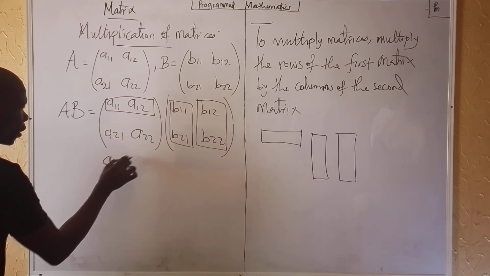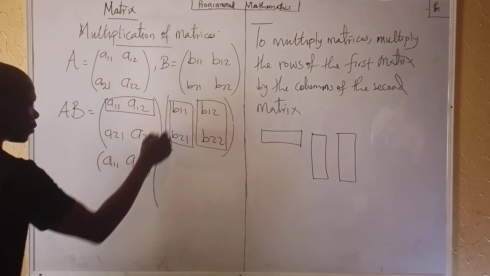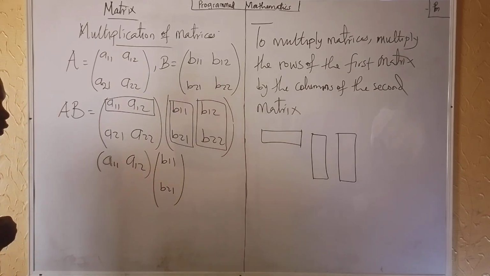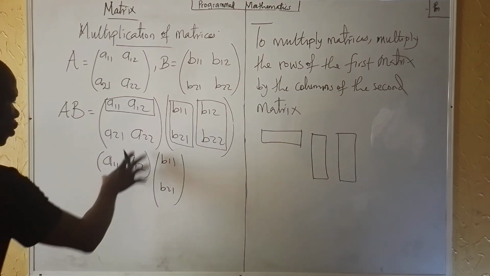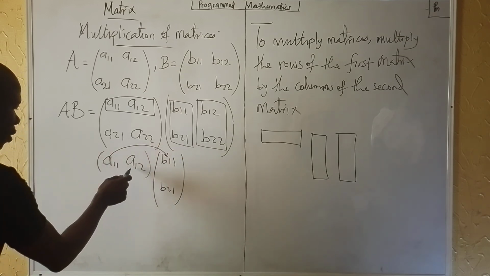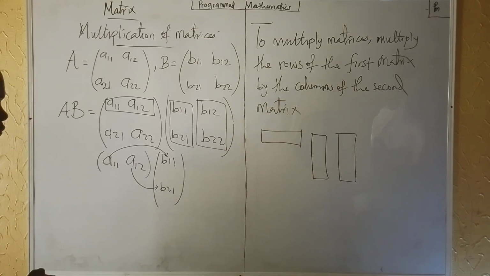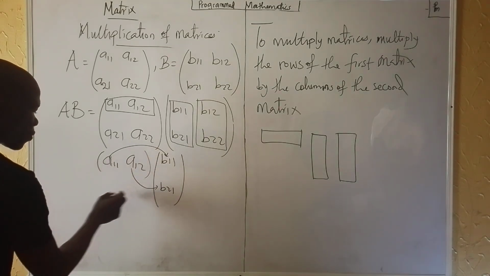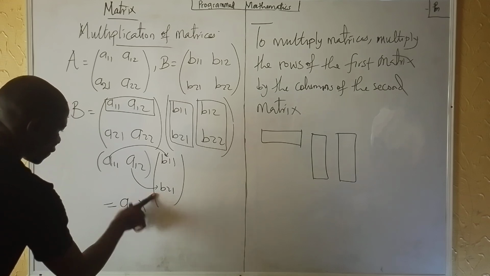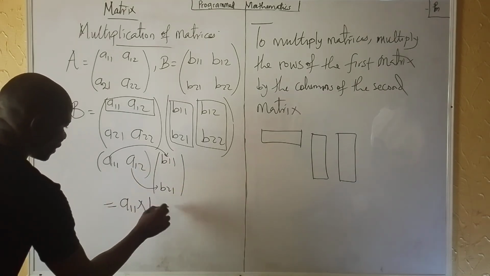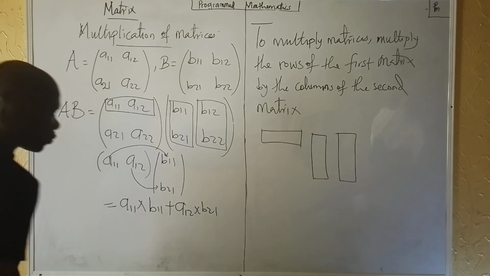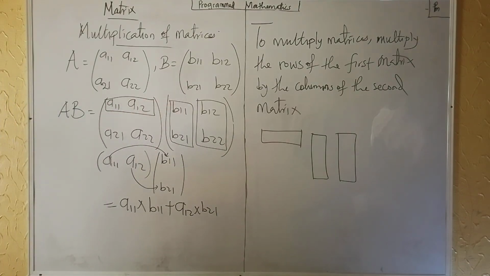We are saying A11, A12 multiplying B11, B21. So this is first row, first column. In this order of appearance, the first element in the row multiplies the first element in the column. The second element in the row multiplies the second element in the column. So for this, we are going to have A11 times B11, then this is added to A12 times B21. So this is for first row, first column.